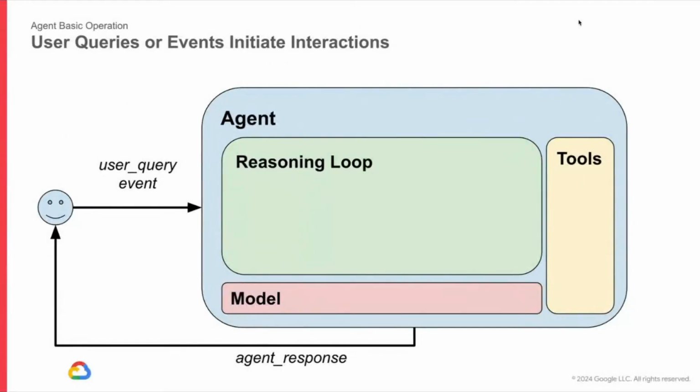Okay, let's talk briefly about the basic operations of an agent so we can understand what's happening under the hood. Remember, we've got our three components of the agent. You can imagine on the left side, we have either a user interacting with this agent system, or maybe some event from a pub/sub queue coming into it. Some magic happens in the middle, and then we get a response back.